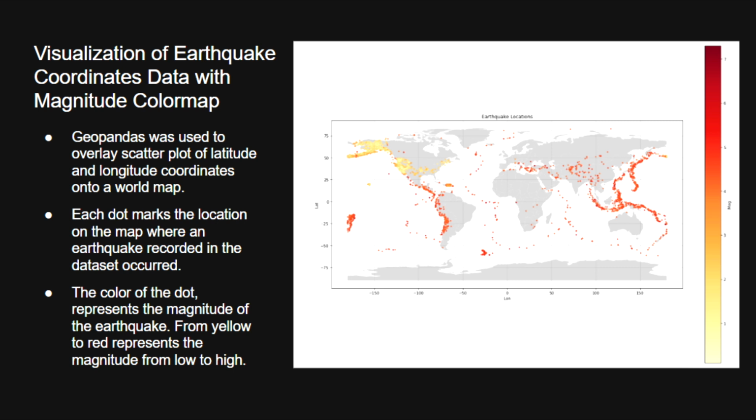Here we have a visualization of the earthquake's coordinate data with a magnitude color map. In order to overlay the scatter plot of the latitude and longitude coordinates onto a world map, we used GeoPandas, which provided a data frame that would generate the map. Each dot marks the location on the map where an earthquake occurrence was recorded, and the color of the dot represents the earthquake's magnitude, with yellow to red representing low to high.